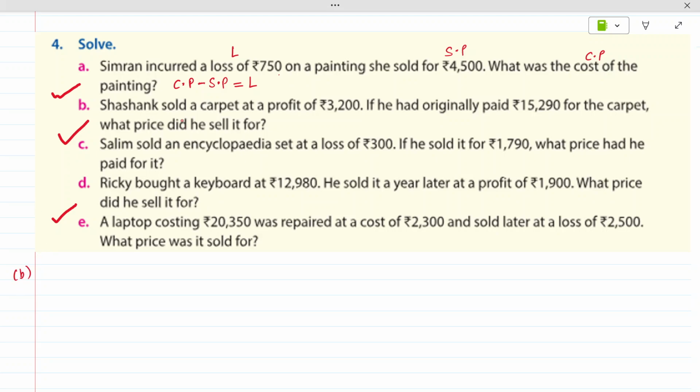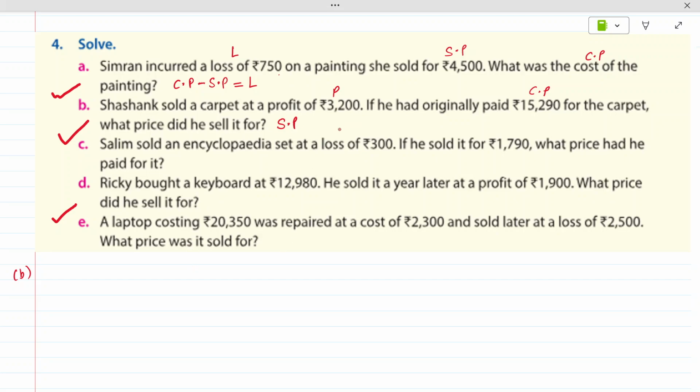Now, next question is B part, I am going to solve here. It says Shashank sold a carpet at a profit of rupees 3,200. So what we have here is a profit scenario. If he had originally paid rupees 15,290 for the carpet, that means he purchased this particular carpet at this price. This is the cost price. Then what price did he sell it for? We have to find out the selling price here.